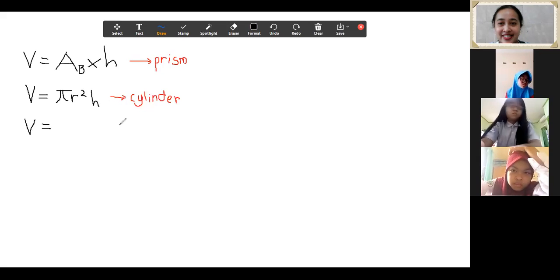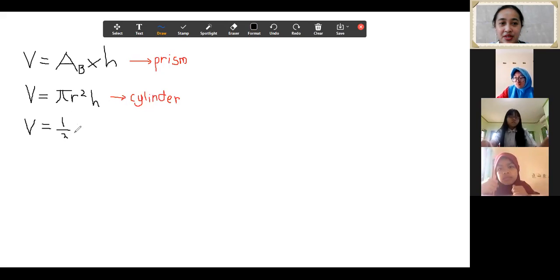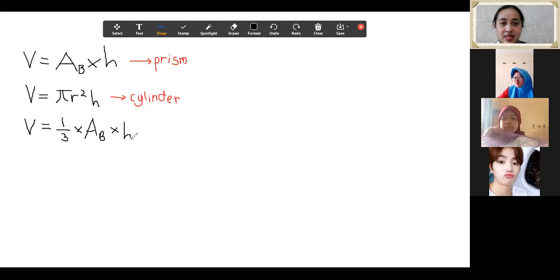Now, what if we want to find the volume of other polyhedra, like pyramids? Of course, we have to multiply 1/3 times the area of the base, and then multiply it by height. This is how you find the volume of pyramids. A pyramid has a pointy tip. How do we call it? Apex. Yes, apex.